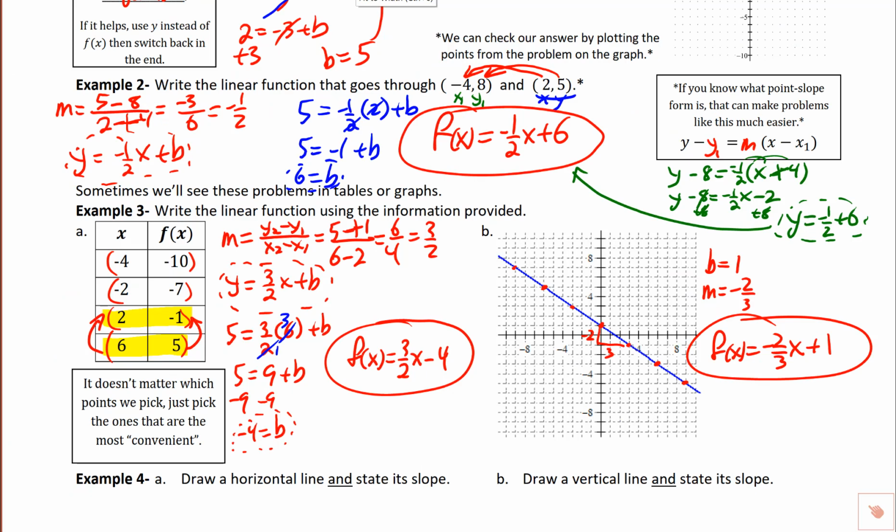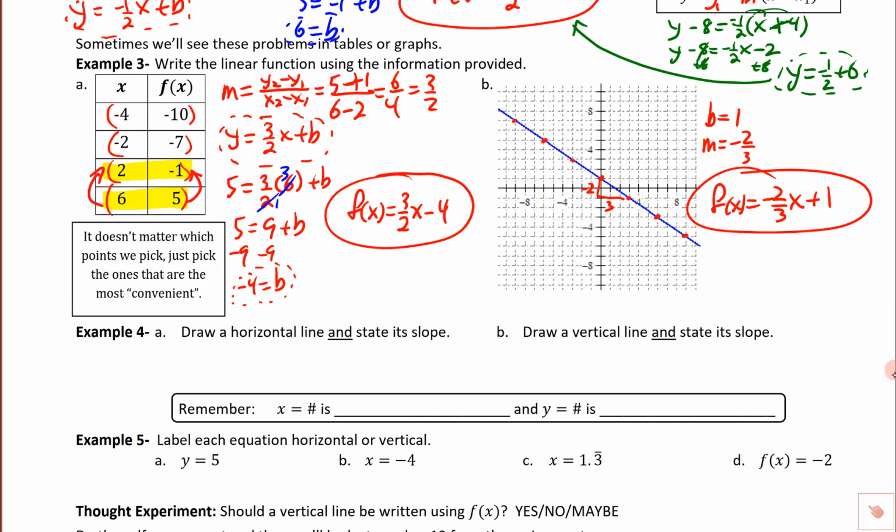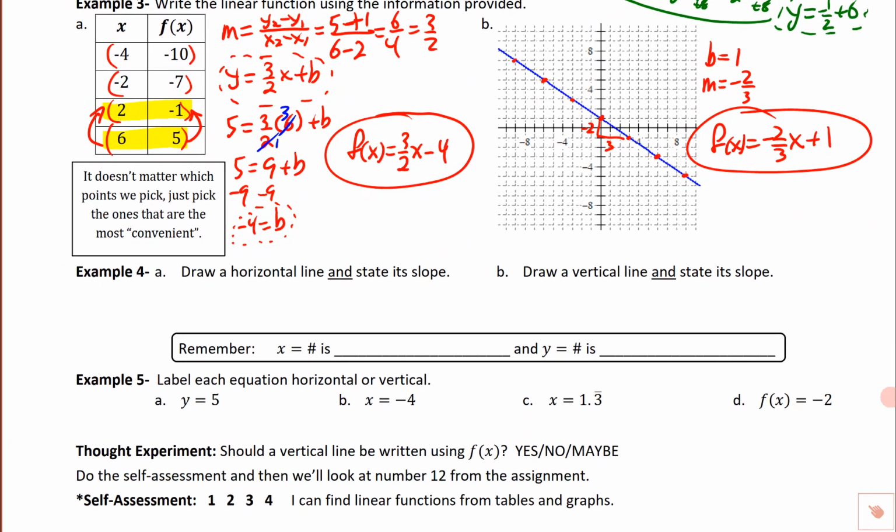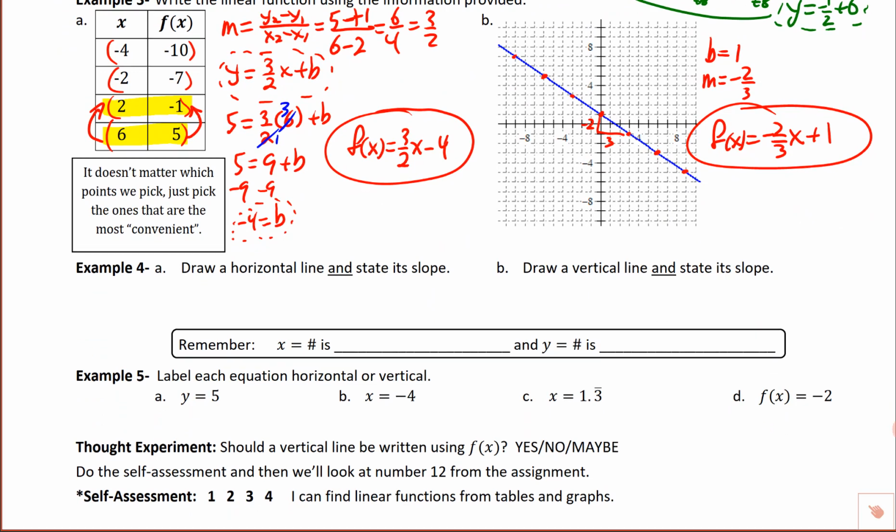Okay, the last little bit that we want to talk about is example 4 and 5, both closely related. So on example 4, it just says, hey, would you draw a horizontal line and state what its slope is? And on B, it says, draw a vertical line and state what its slope is. So I'm going to give you just a second to do that. Go ahead and draw what you think a horizontal line looks like here and a vertical line right here, and then state what their slope is. So I'm hoping you got that right there.